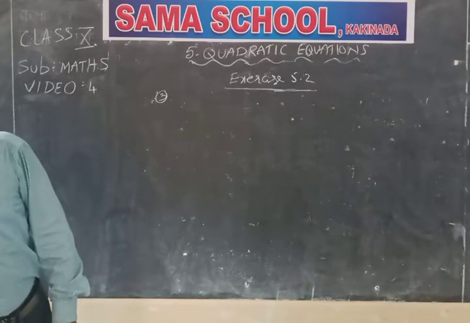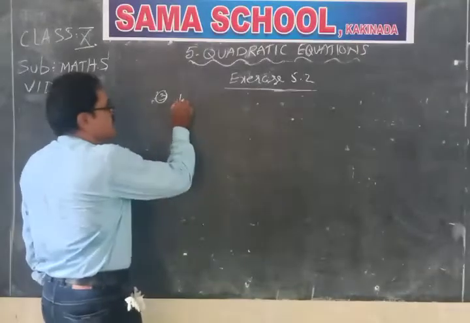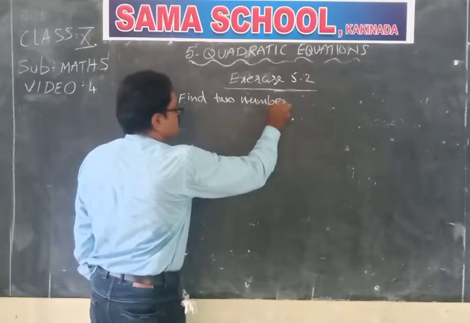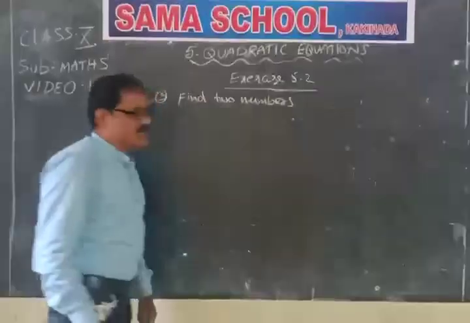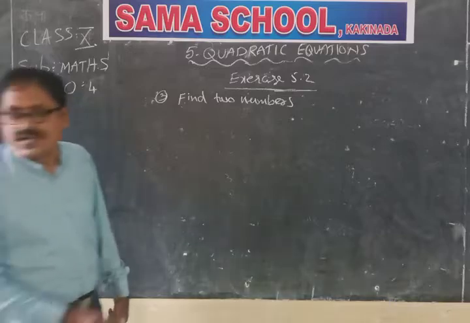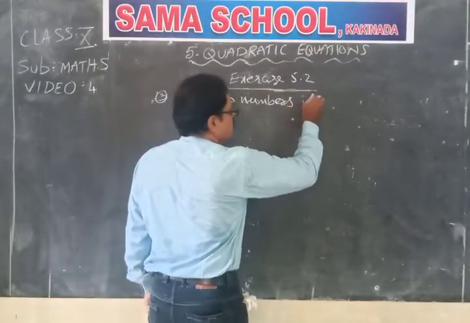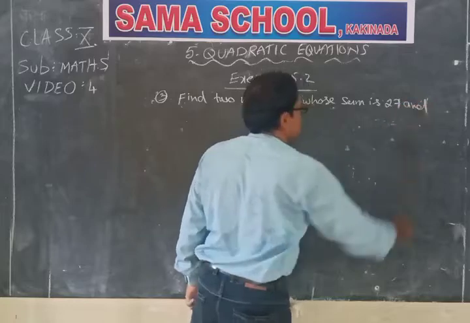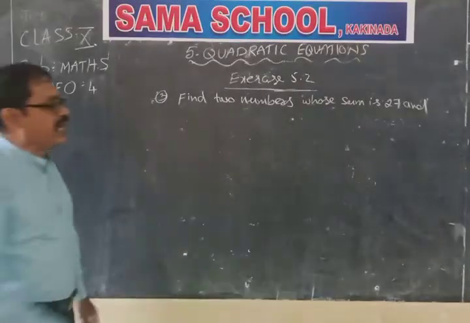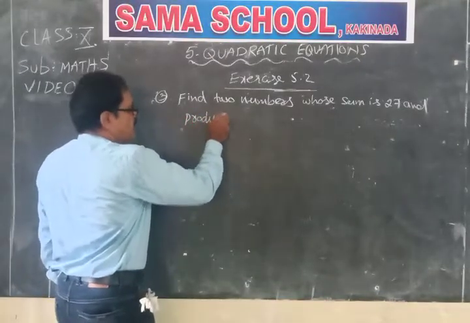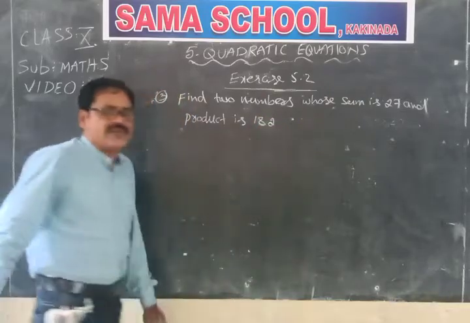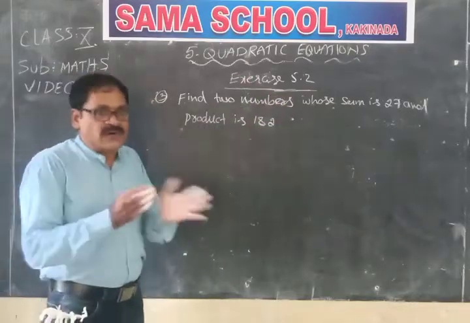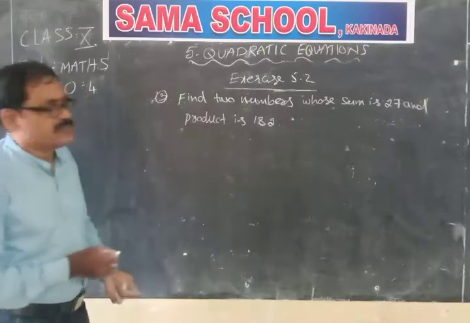Find two numbers whose sum is 27 and whose product is 182. This is the given sum. Find the two numbers whose sum is 27 and product is 182.